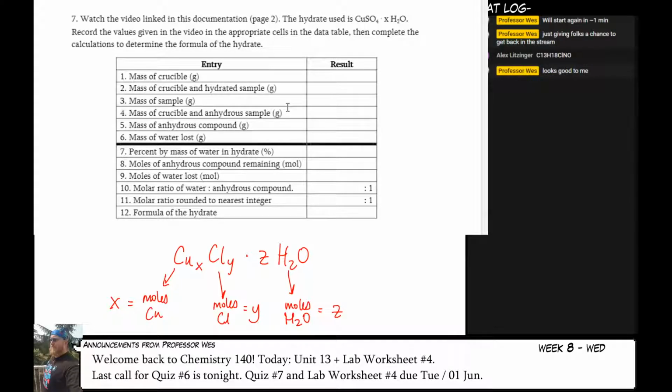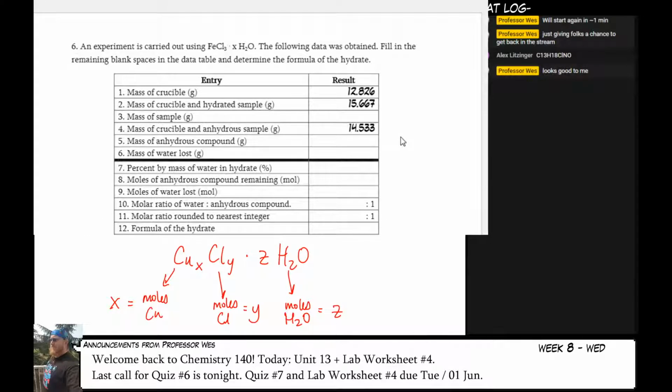So this is number 7 on here. Watch the video. The hydrate used is this X·H2O. Record the numbers as they do the experiment, because they're going to show you a balance. You could pause the video and write in the numbers in the Google Sheet. Once you know the masses of everything, you can then figure out, okay, this is the mass of the anhydrous sample. That's the copper sulfate. This is the mass of the water. I can turn those both into moles. I can then figure out the pseudo formula and the formula. And this will walk you through that.